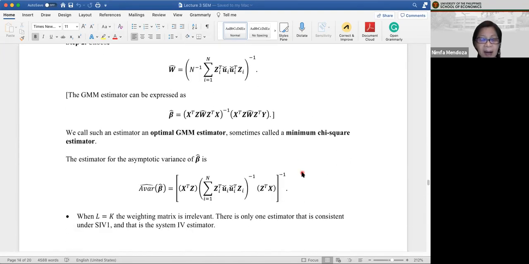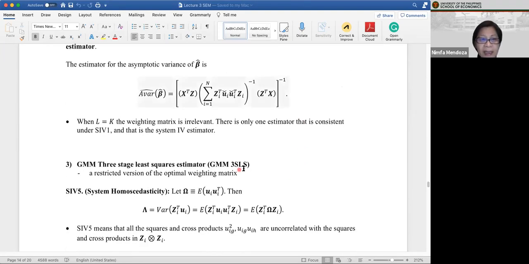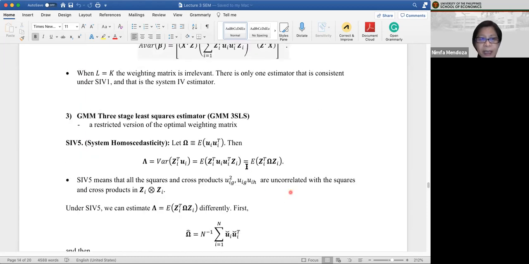And then our third example is the GMM three-stage least squares estimator, where we have a restricted version of the optimal weighing matrix. So for here, we need a fifth assumption about the variance covariance matrix of C sub I transpose U sub I.